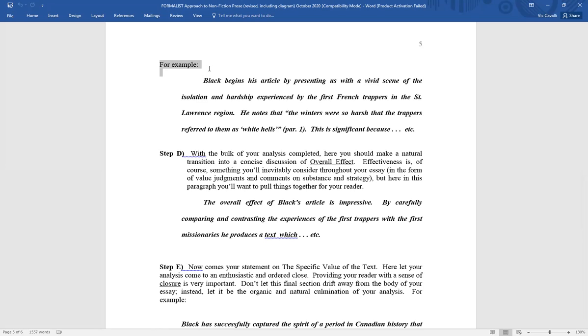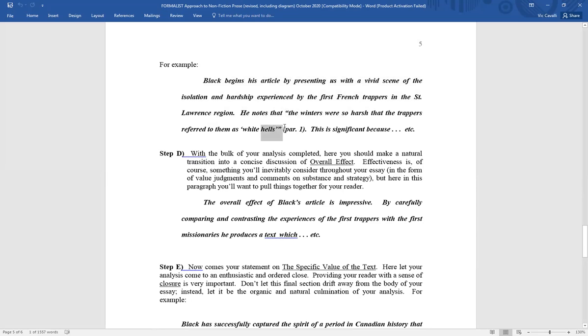This is your first body paragraph. Black begins his article by presenting us with a vivid scene of the isolation and hardship experienced by the first French trappers in the St. Lawrence region. He notes that, and here comes the quotation, the winters were so harsh that the trappers referred to them as white hells. Now, notice here, this is MLA format, and we're using the paragraph number in the text. I would like you to do that. Use the paragraph number.